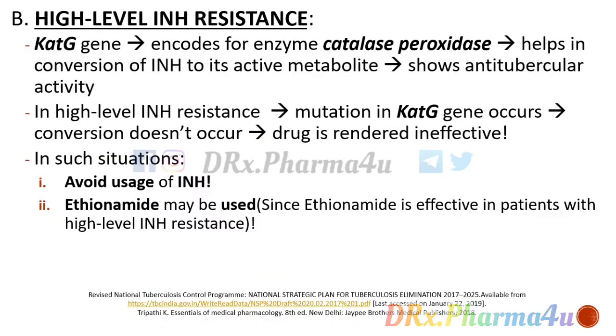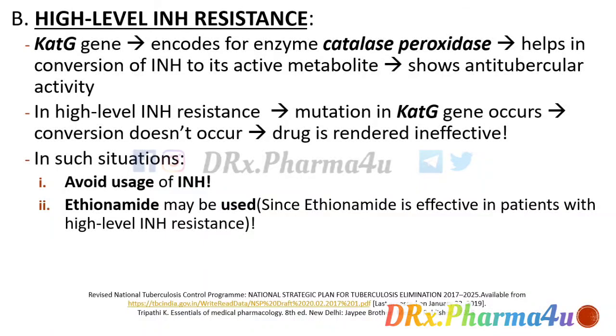High level isoniazid resistance means we cannot use isoniazid at all, because there is a gene known as the KatG gene. As I told you before, isoniazid is a prodrug. When it enters the body, the KatG gene converts isoniazid into its active metabolite. Now, if there is high level isoniazid resistance, there is a mutation in this KatG gene.